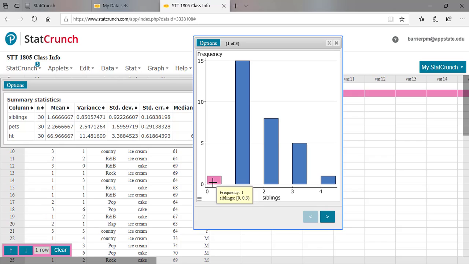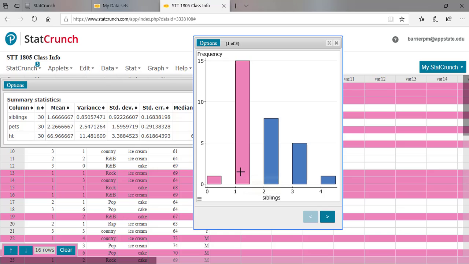So the count: we had one person in our class that had no siblings. They're an only child, it looks like. And then right here, how many do we have? We have 15 students who have one sibling, 2 students with 8 siblings, and 5 students with 3. And 1 student with 4. Anyway, the frequency is telling us the count of how many times someone fell into that range or that little interval we're looking at on the histogram.